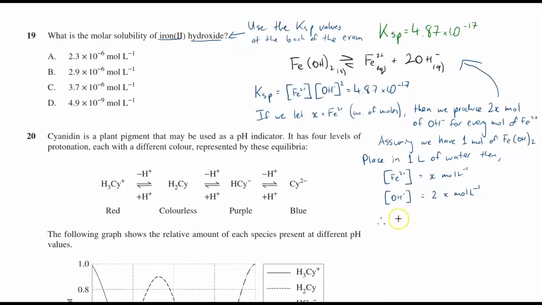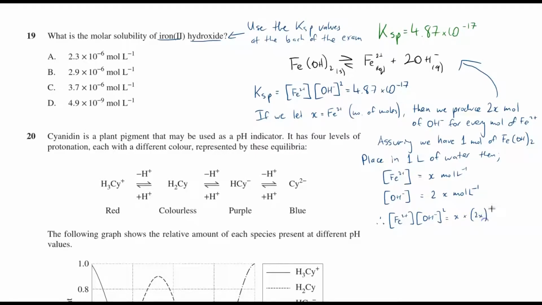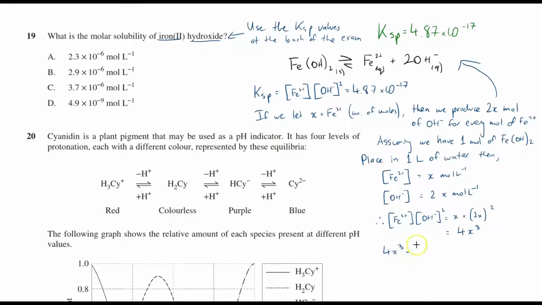Plugging these values into our expression for Ksp, we get x times (2x) squared. This gives us 4x cubed. We know that the value, or Ksp, is 4.8 times 10 to the negative 17.